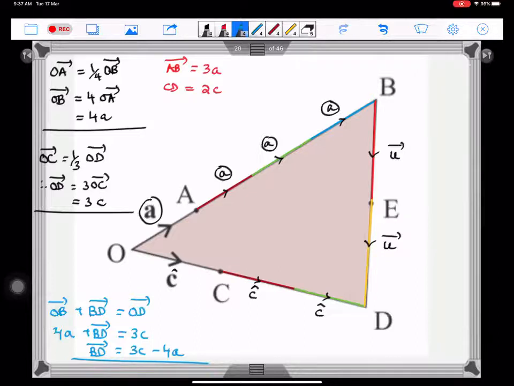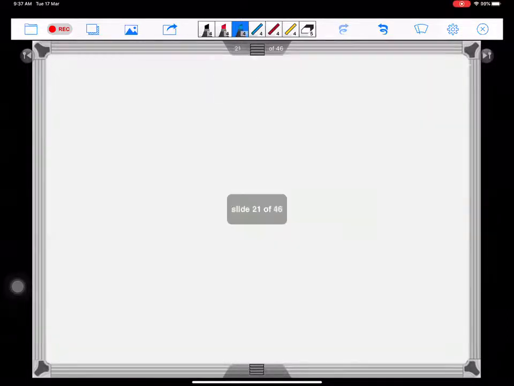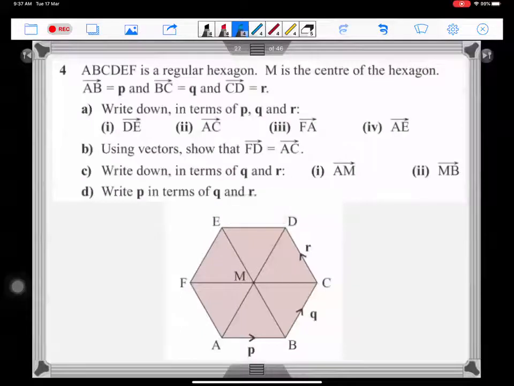So the thing is, that's how vectors is to be done. Okay. Now let's move on to this question, a question which involves a hexagon.